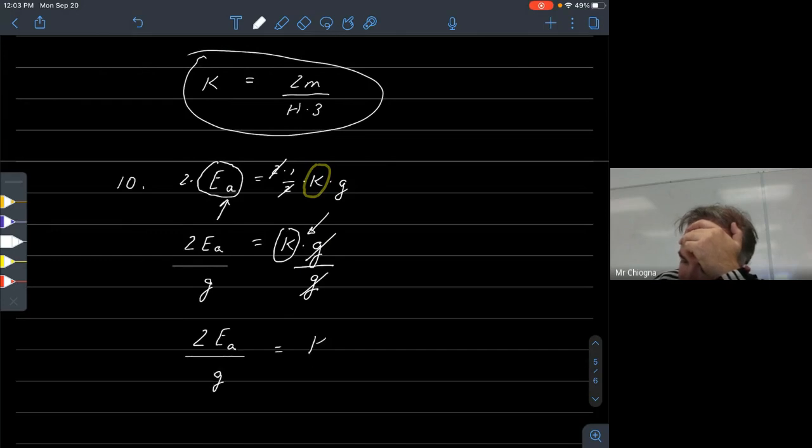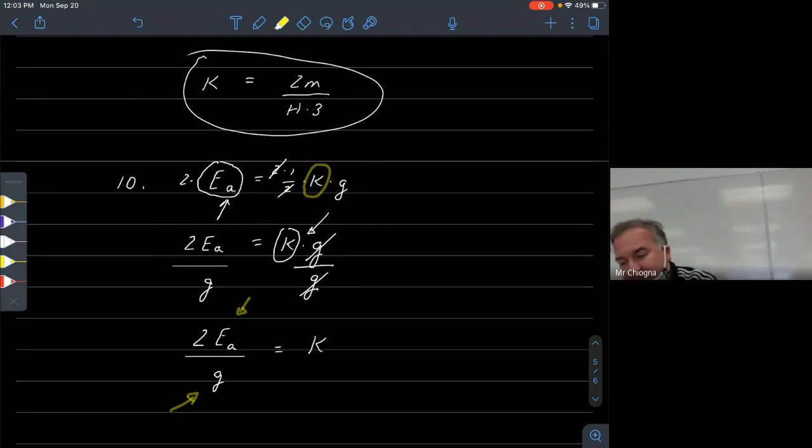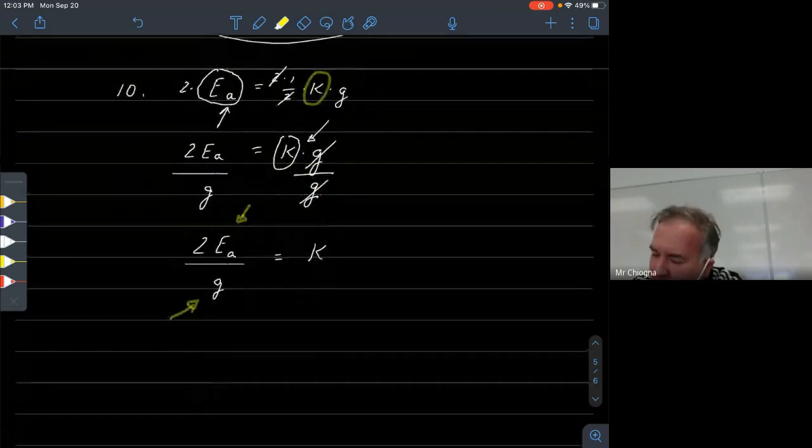What does this mean? In physics, E stands for energy, so it's saying multiply the energy by 2. And this G stands for gravity, divided by the value for gravity. So in physics, these letters actually stand for something measurable or physical. That's your answer.